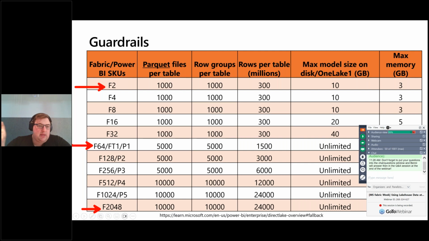Now the confusion may be there that for something else called Copilot, there is a limitation on the SKUs you have to use. For Copilot, we say it has to be F64 P1 or above. But for Direct Lake mode, no, it works on any of the SKUs with F or P.